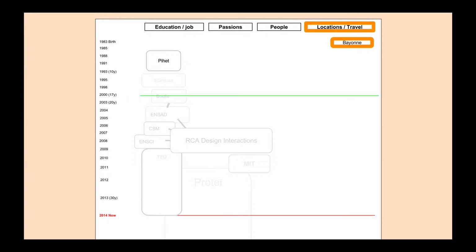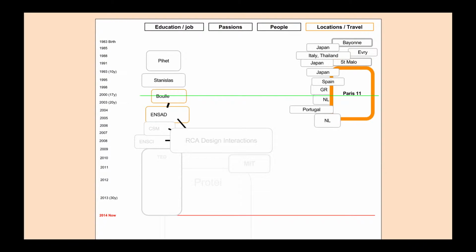So let's continue with what's most straightforward and doesn't require too much self-introspection: the places you've been living or traveling. In my case, I was born in the south of France, in Bayonne, and then we moved to Saint-Malo, which is in Brittany. Because my father is Japanese, I also had some education in Japan, and then we moved to Paris, where I studied my undergrad.